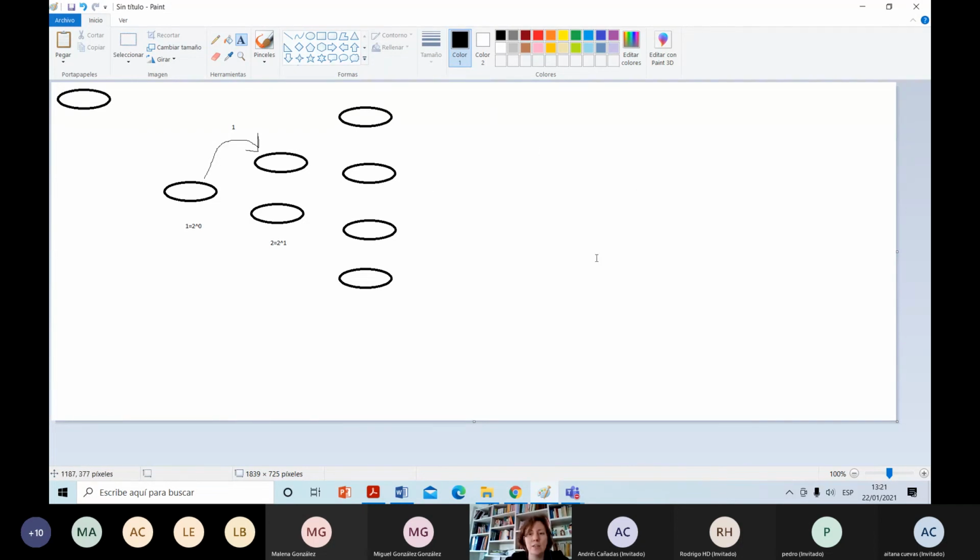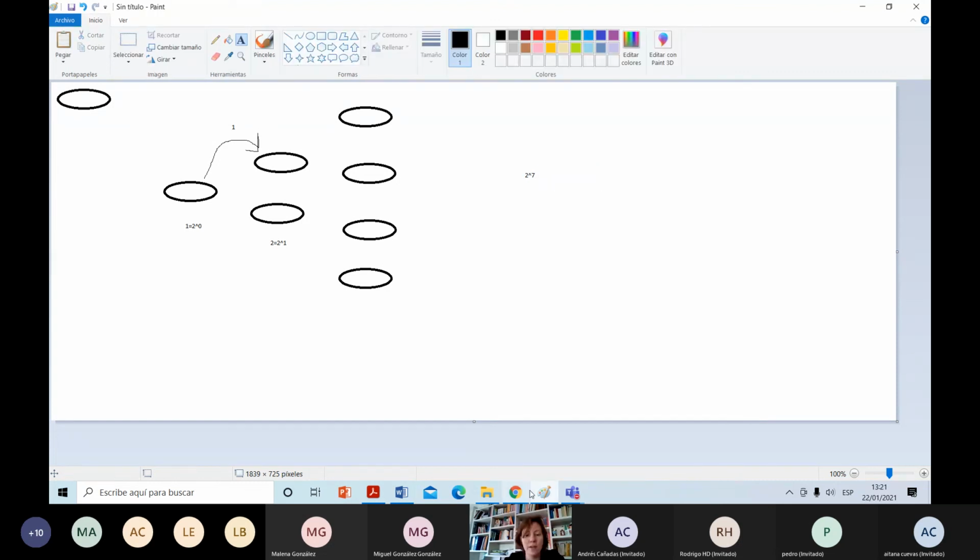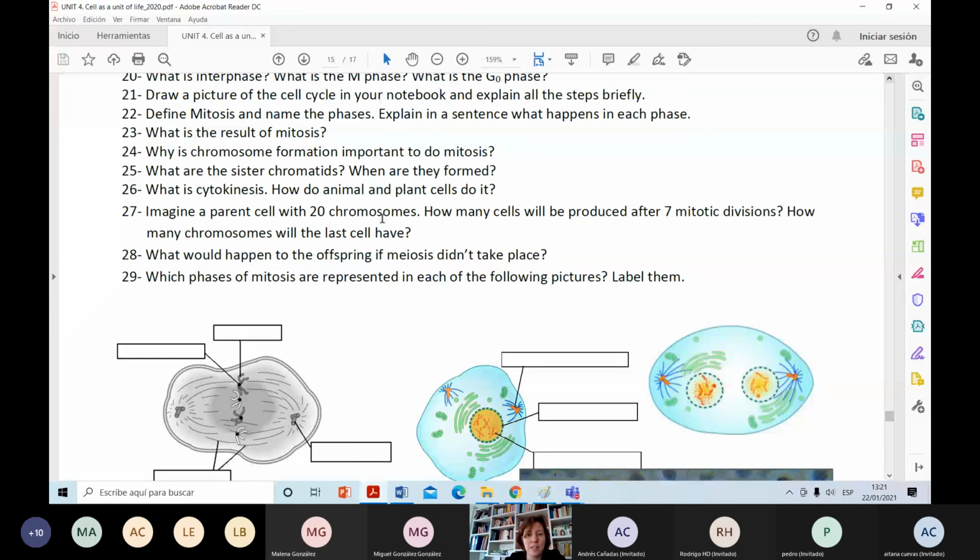So how many cells after 7 divisions? After 7 divisions, we've got 2 to the power of 7. That would be the answer for this question. Does everybody understand it? If not, just do it little by little, paint it with your pen, and you're going to see the number of cells that we get. But the second question is even more interesting. How many chromosomes will the last cell have?